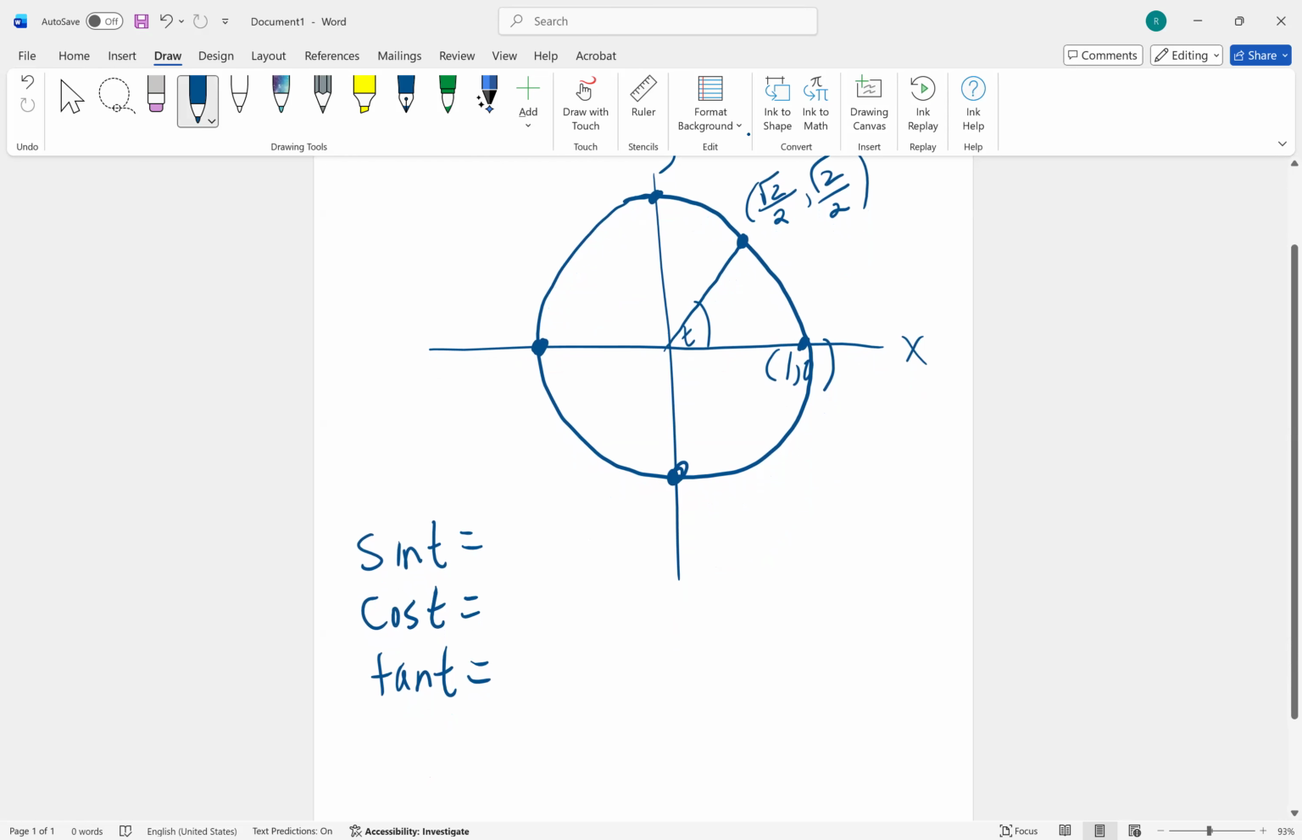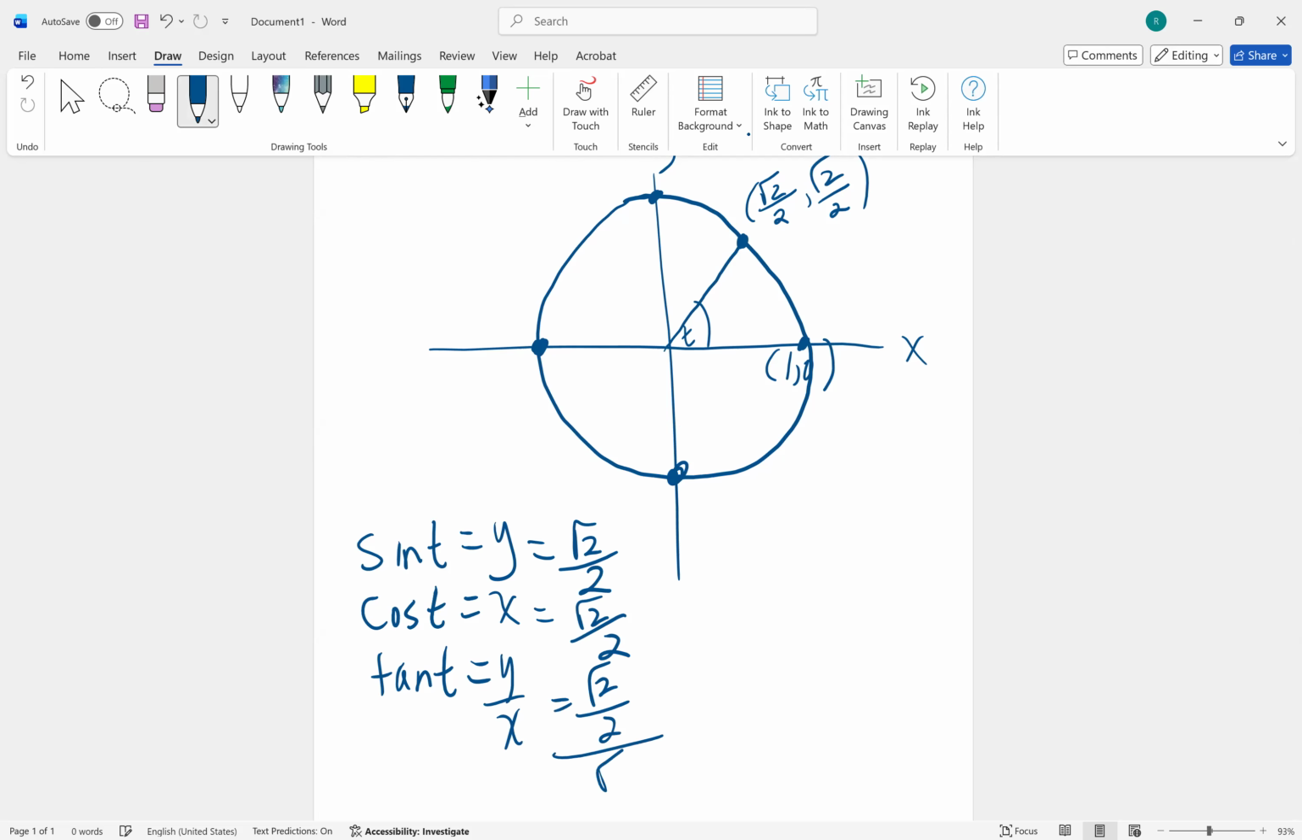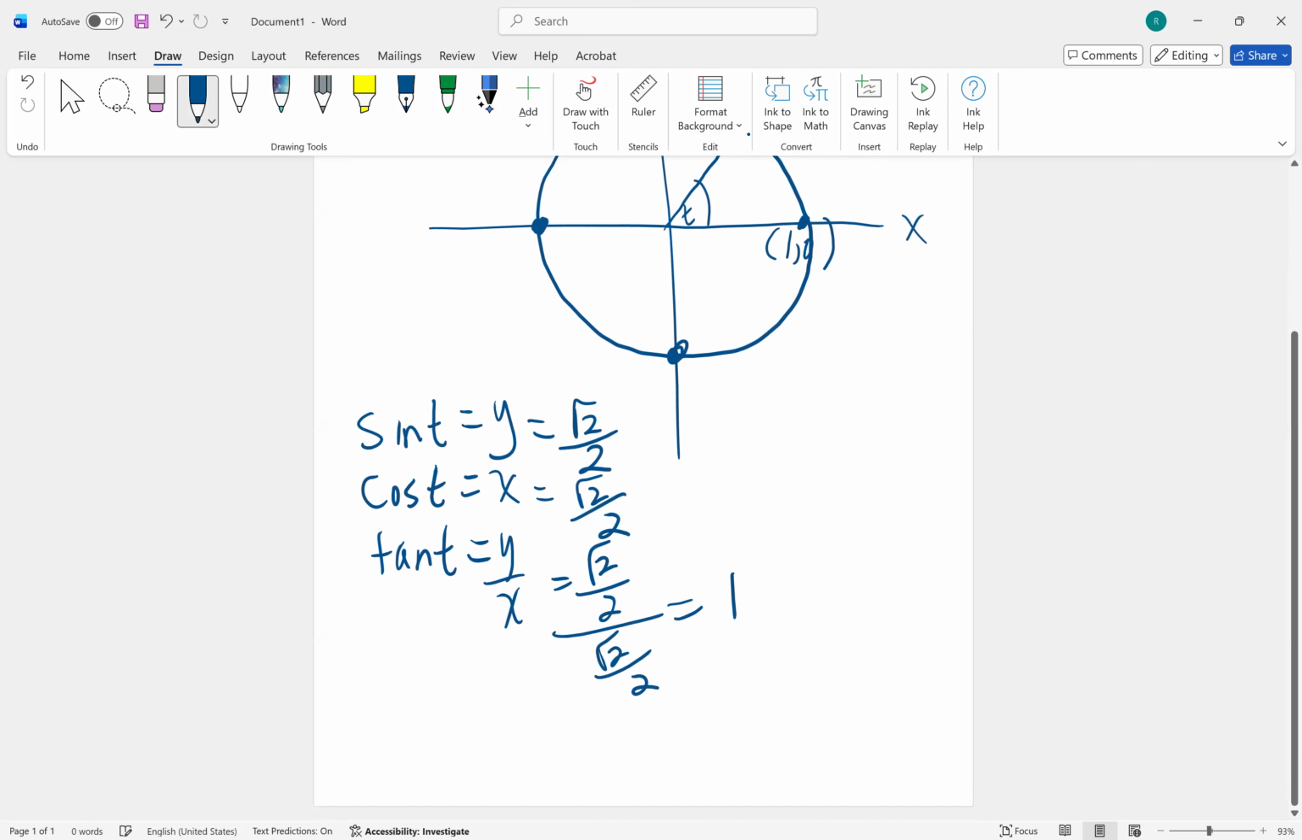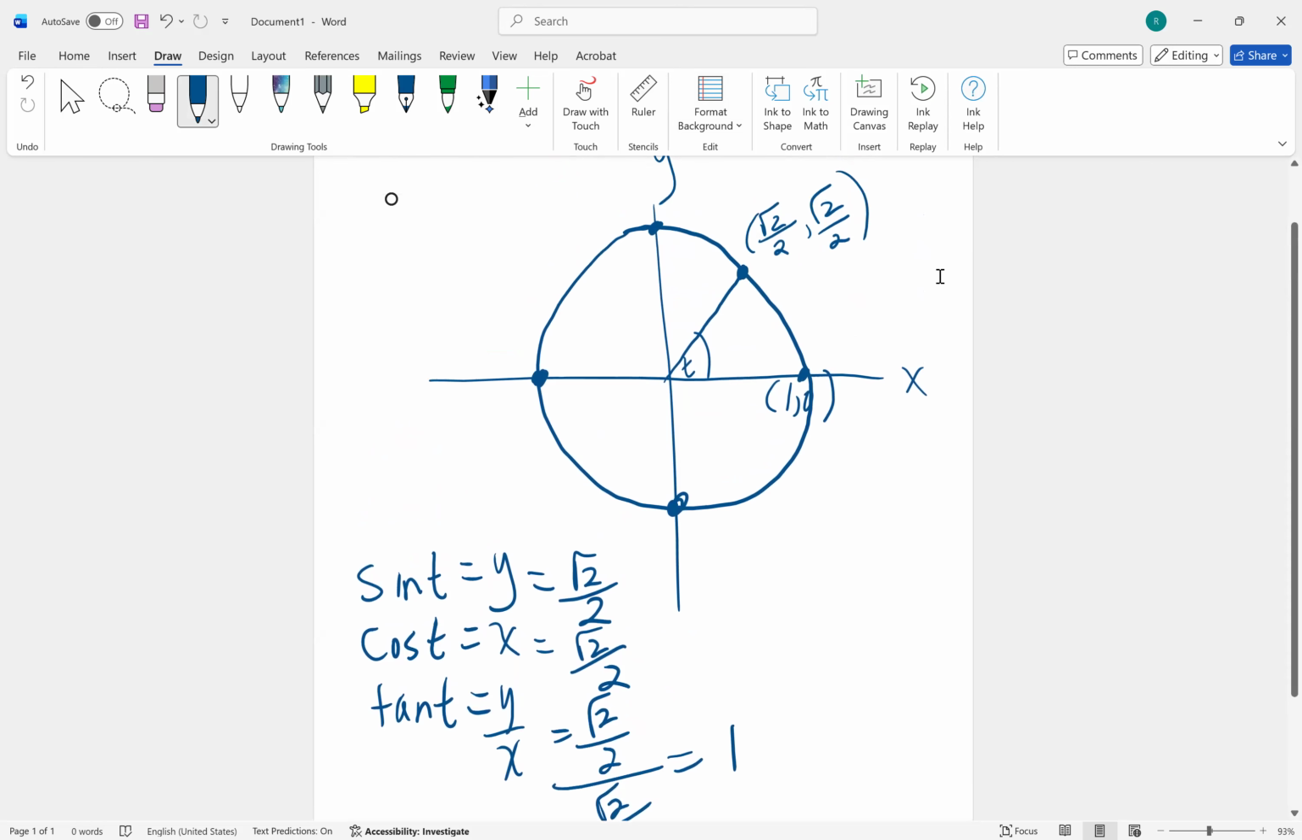So remember, sine t is equal to y. And the y value in this ordered pair, right, at that point is radical 2 over 2. So the sine of t is equal to radical 2 over 2. The cosine is going to be the same. So cosine t is equal to x, but x is also radical 2 over 2. And then tangent of t is y over x. So we're going to have radical 2 over 2 over radical 2 over 2. And whenever we have anything over itself, right, that's just equal to 1. These values should look familiar also.